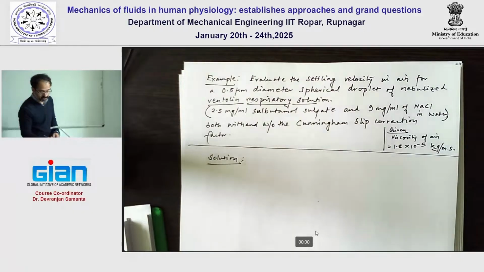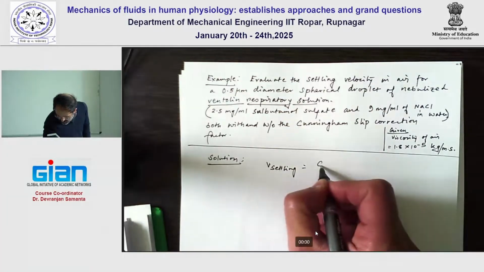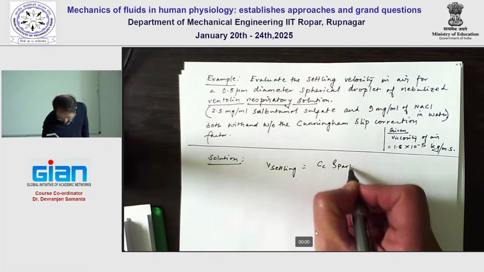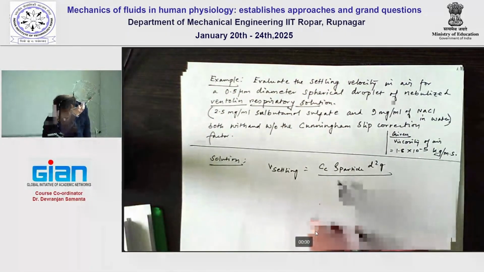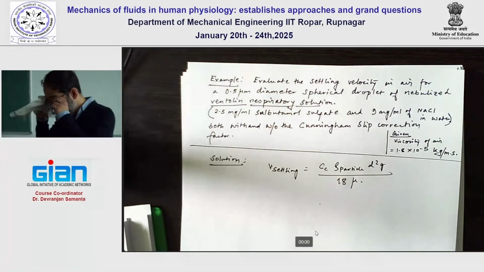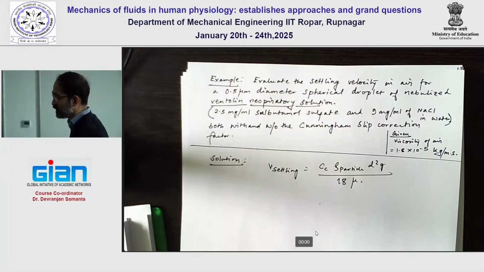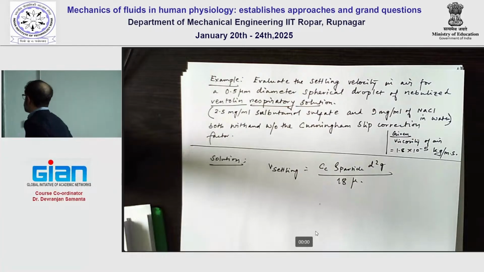So V settle is Cc rho particle d squared G over 18 mu. Okay, do we know all the information here to apply this formulation? Lambda and the D, right? The lambda, as I told you, although I have not written down in the problem statement, we know that value for air. The D is known. The mu is known. Do we know the density of the particle here? We don't. So we have to assume something.